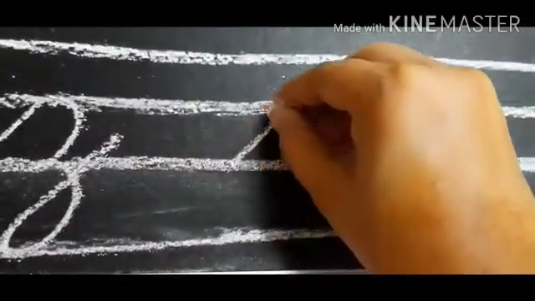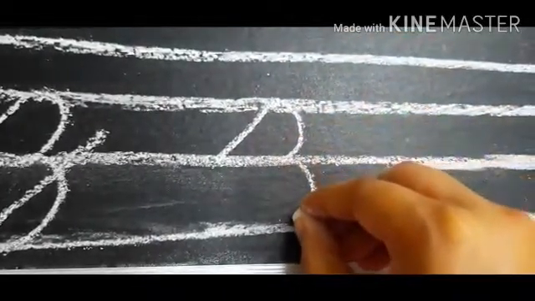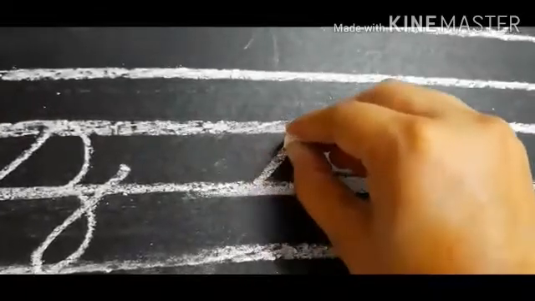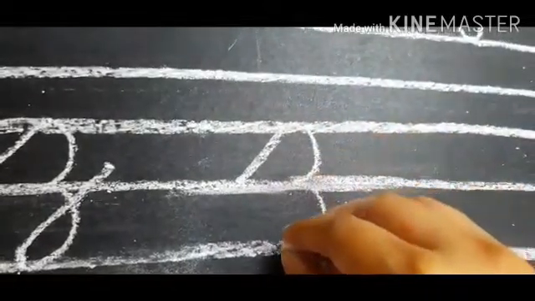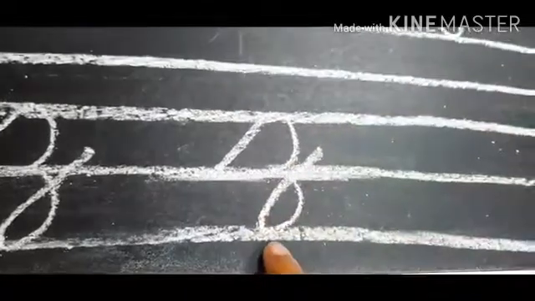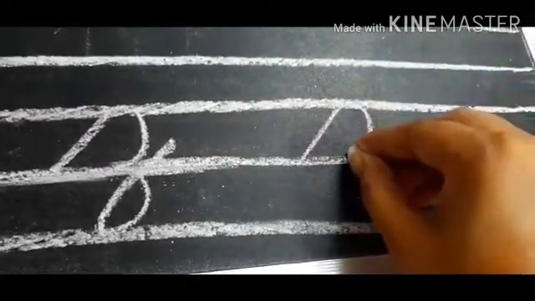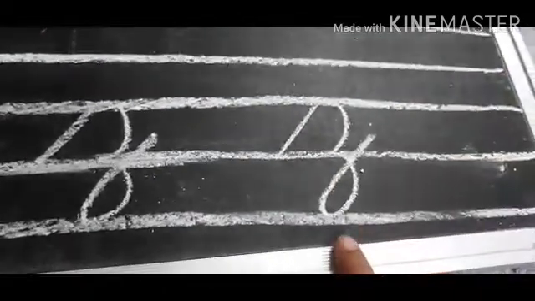Look here once again. From the third line, go slant, make a half curve, then again make a half curve, and then take a turn. Cursive Z. Look here once again. From the third line, go slant, make a half curve, again make a half curve, and then take a turn. Cursive Z. Again I am telling you, from the third line, go slant, make a half curve, again make a half curve, and then take a turn like this. Cursive Z.